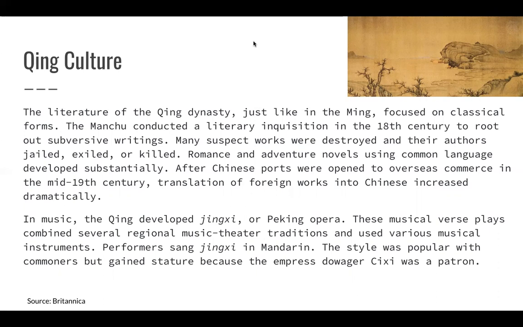Music: the Qing developed Jingxi, or Peking opera. These musical works combined several regional music theater traditions and used various musical instruments. Performers sang this in Mandarin. The style was popular with commoners, but gained stature because the Empress Dowager Cixi was a patron.